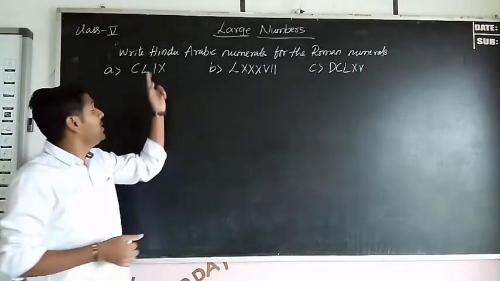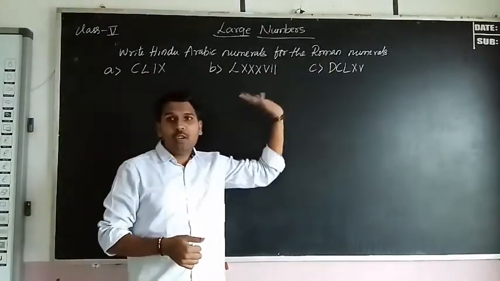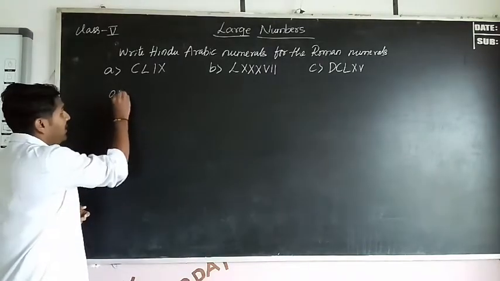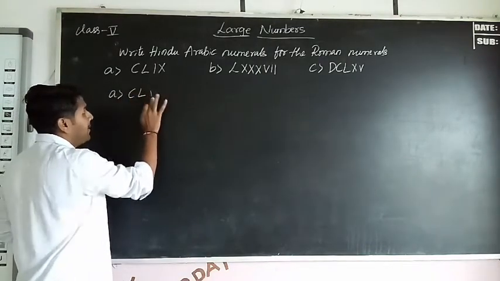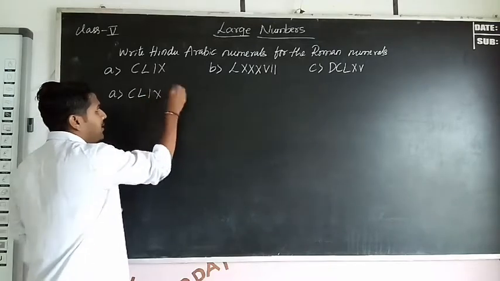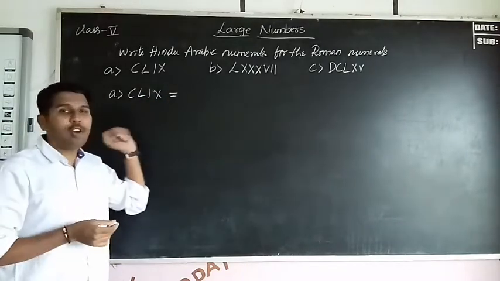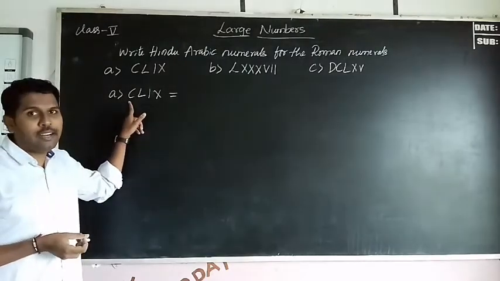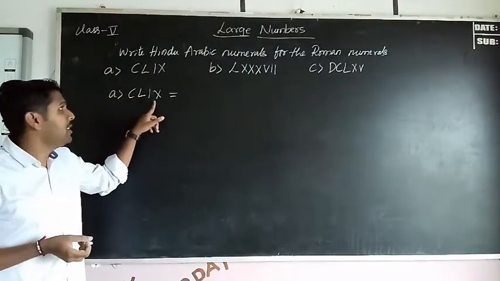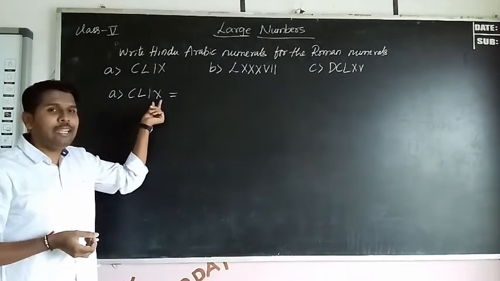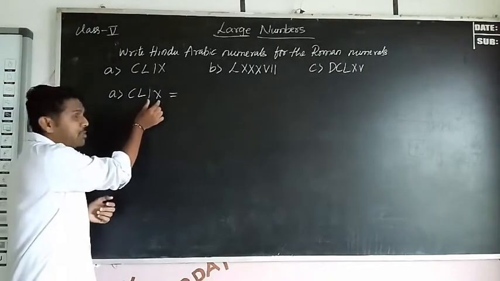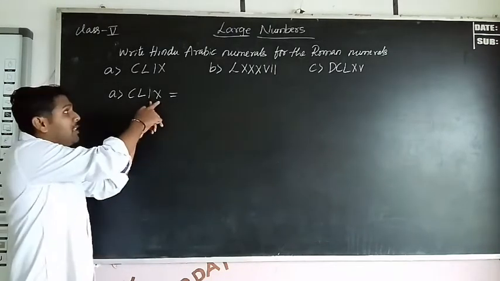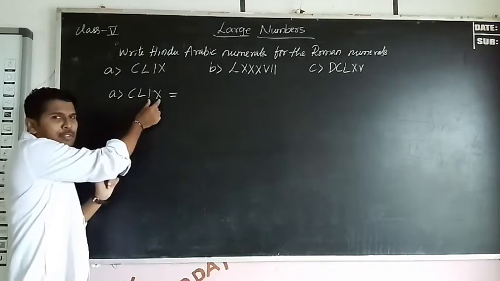So one example: write numerals for the Roman numerals. So how to convert this one? First take the first one, C L I X. So what I said is that first observe the greater values. So the greater value is first, C is 100, no? L means 50. This one is 1 and 10 is there. So first observe this one. Okay. So 1 is placed before the 10, that means we have to subtract from this one.